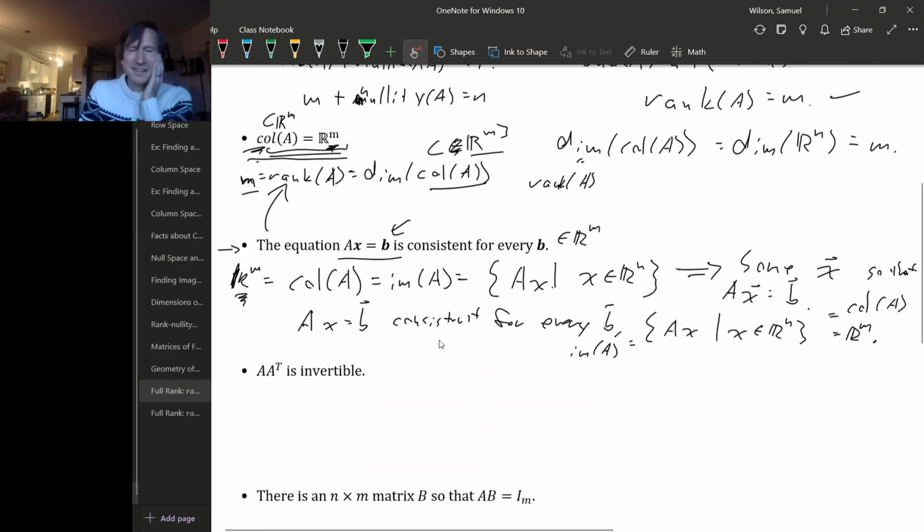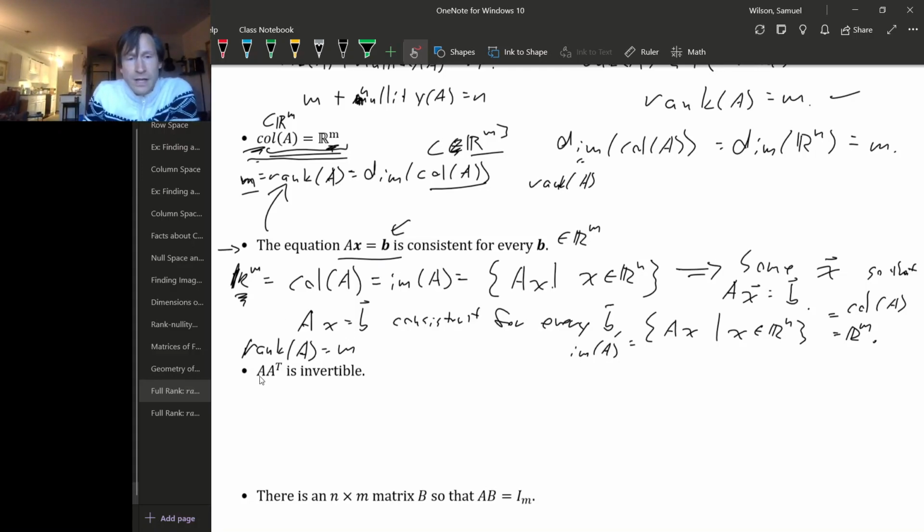Here's the tricky one. So what we're going to prove is if the rank of A is m, then we're going to show that A times A transpose is invertible. Okay, well, A is m by n, and A transpose is n by m. So that means that this product is going to be m by m, just for the record.